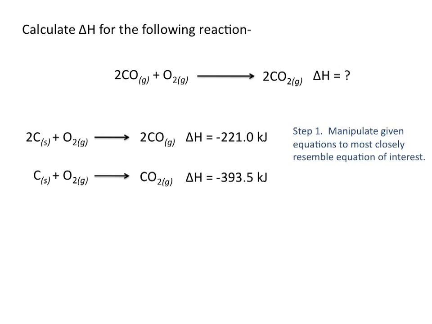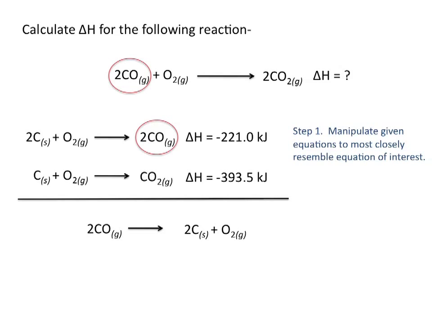So the first step is to manipulate the given equations so that they most closely resemble the equation of interest. So let's look at our first equation. In the reaction of interest, carbon monoxide is on the reactant side. And of the two equations given below, you only see carbon monoxide in one of them, and it's on the product side. So we need to flip this equation around so that carbon monoxide is on the reactant side. So we'll write the equation below, except we'll flip it around. So here we have 2 carbon monoxide going to 2 carbon plus O2.